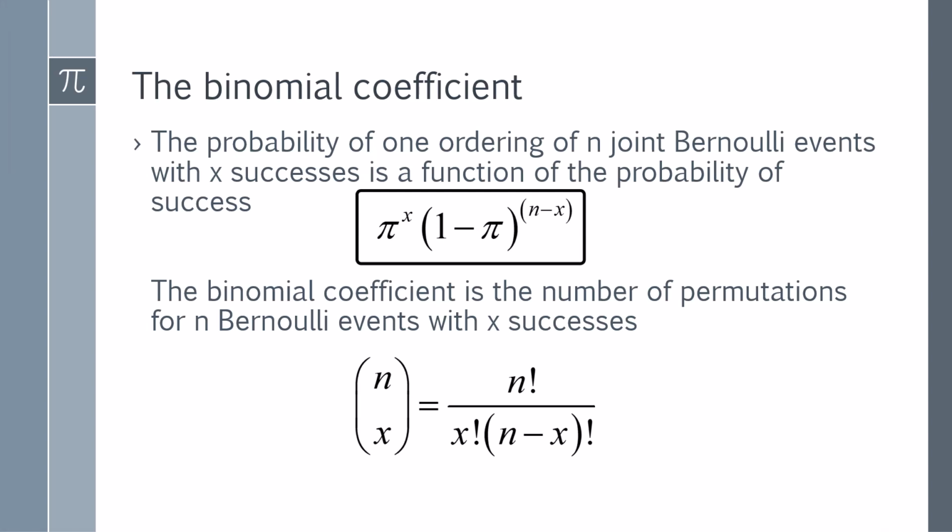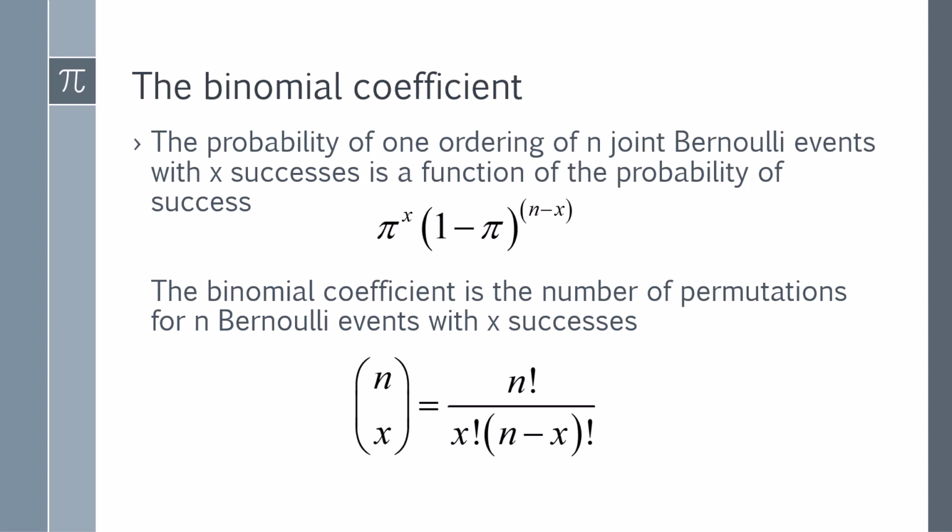Although we do not know pi when we're making inferences, we can hypothesize it and use that hypothesized value in this formula. Note that when you take pi to the x power, you're simply multiplying pi by itself x times. This is made possible by the rule of joint events when the events are independent. So the formula you see here is only valid if each of our observations are independent of one another. Similarly, 1 minus pi, the probability of failure, is multiplied by itself n minus x times, that is the number of failures.